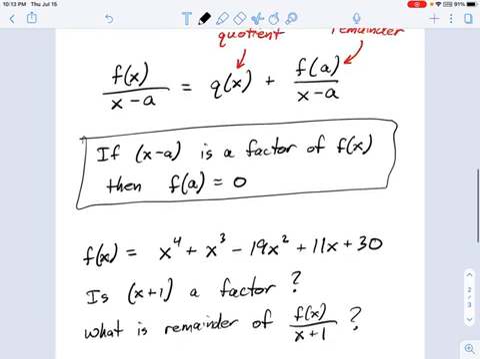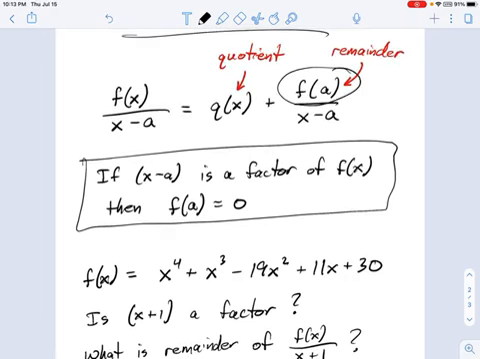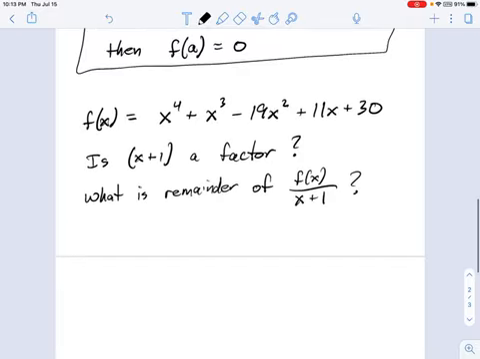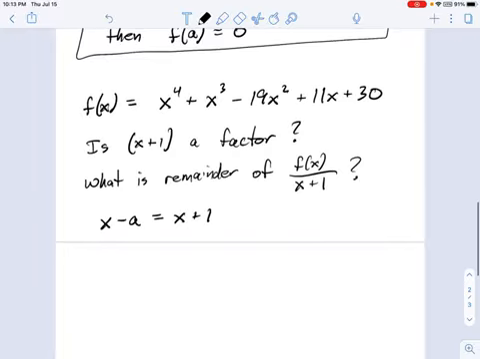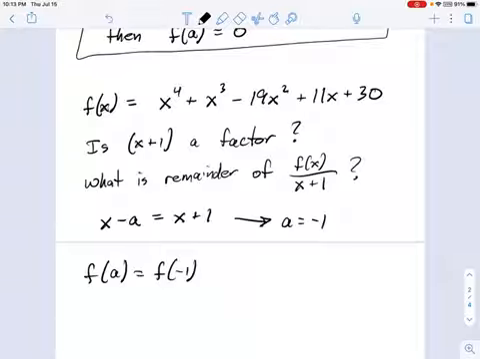Remember what the remainder theorem said. Here's the remainder right here, f of a. So in this case, what's a? Well, if I say x minus a equals x plus 1, right? X minus a, see that over here? That's the x plus 1. So you can see that a has to be negative 1. So that means f of a, in other words, f of negative 1, is just you plugging negative 1 into all those terms up there.